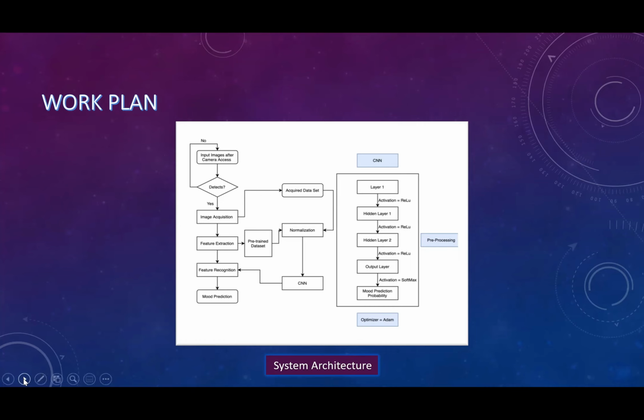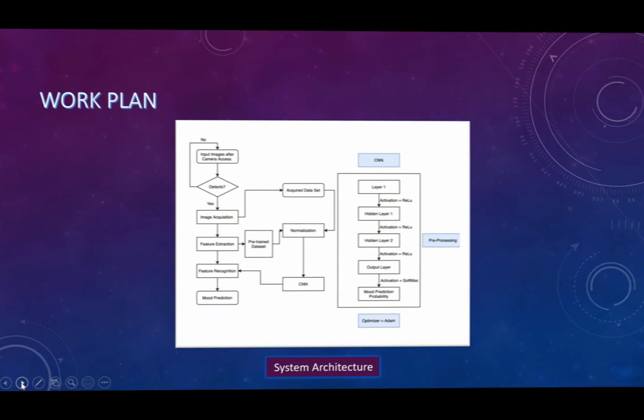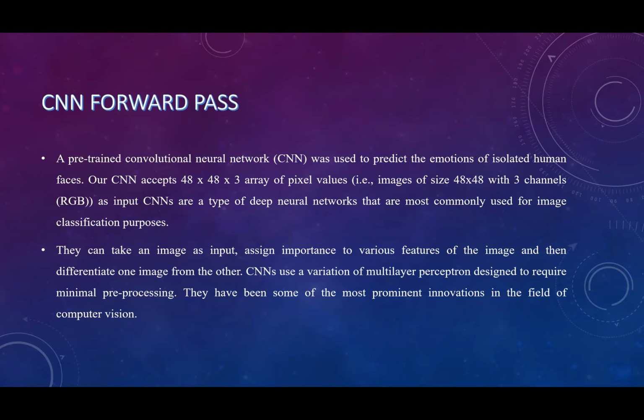All the process takes only seconds to execute at the initialization, after which it takes a fraction of a second to work. CNN forward pass. Convolution layers are the core building blocks of a CNN. They consist of various independent learnable filters, also referred to as kernels, which have a very small receptive field but cover the full depth of the input volume. Our CNN accepts a 48 cross 48 cross 3 array of pixel values.